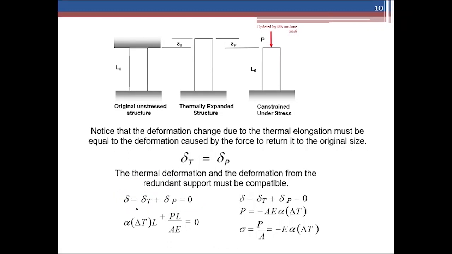As we learned before, delta T is equal to alpha delta temperature times length, and delta P is PL over AE. After we rearrange this equation, we will get stress equals P over A, which is also equal to negative E alpha delta T.